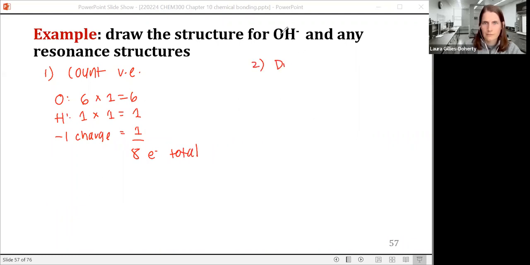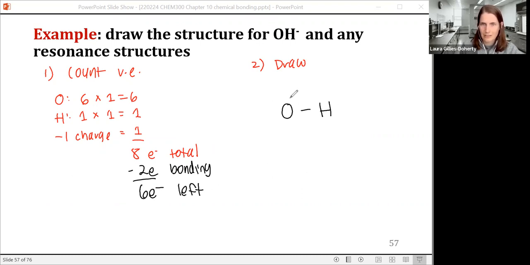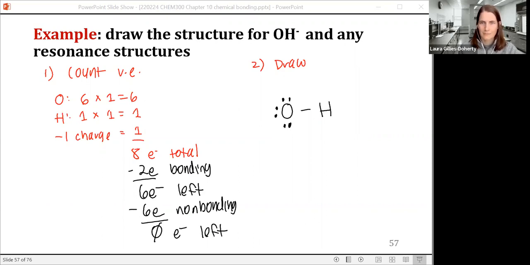Now let's draw. So we only have 2 atoms, so there's no central atom. O connected to H. We use 2 electrons in the bond, which means we have 6 electrons left. So hydrogen has a full duet, it doesn't need any more, so we're going to fill around oxygen. So now we don't have any electrons left. Put the brackets around it because it's an ion with a negative charge.